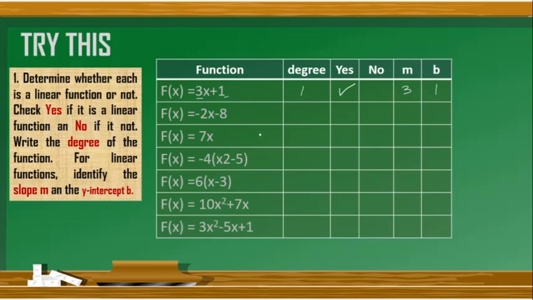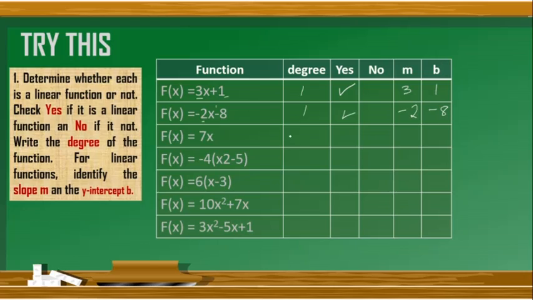The next function is f(x) = -2x - 8. What is the degree? As I said, the exponent of x is 1, so the degree is 1. If the degree is 1, then that is a linear function. What is now our slope? You look at this one. That is -2. What is our y-intercept? This one. That is -8.